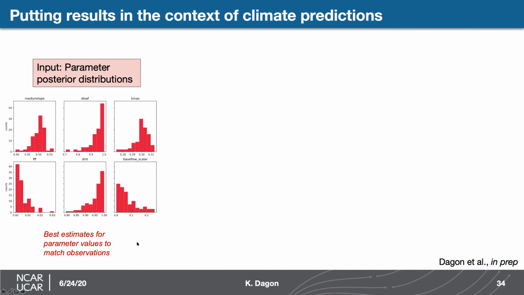Okay, I just have a few slides before I wrap up, just to bring it back to the beginning and talk a little bit about future work. We can go beyond just having a best fit parameter set. We can actually generate parameter posterior distributions using Bayesian inference. And so I'm showing an example of that here, where these are best estimates for parameter values to match observations, but not just a single set of parameter values, distributions.